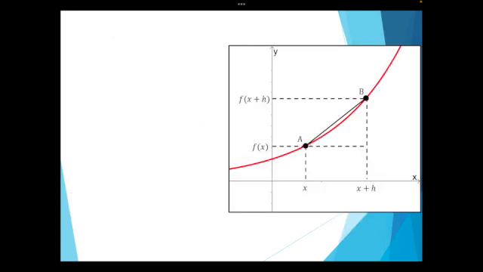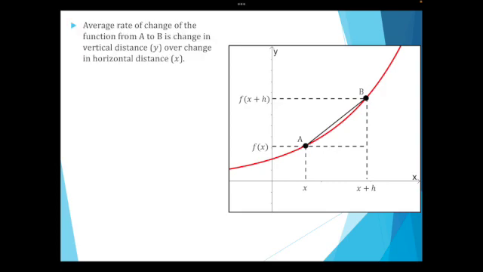Now, let's have a look at this function here. I've defined points A and B. I want to find the average change between A and B. So the average rate of change of the function from A to B is the change in the vertical distance, here, over the horizontal distance, here. Correct?